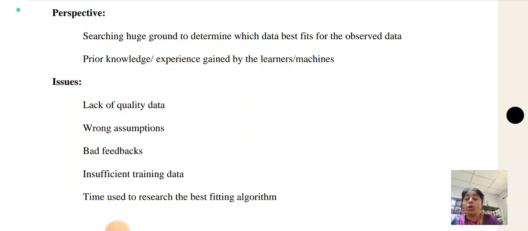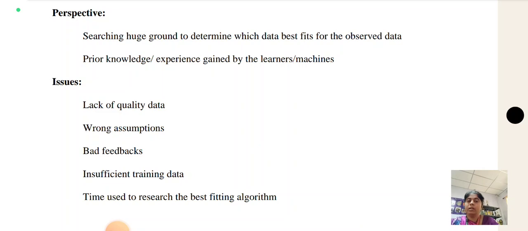And then wrong assumptions in the initial stage itself. For example, instead of apple, the particular apple is shown to the children and it is mentioned as an orange, then the children will say it is an orange. So if we give wrong training as the initial assumption, then wrong output will be given by the machine or children. And bad feedbacks.